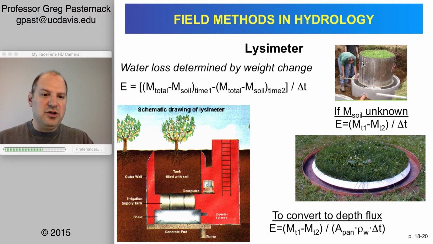And here are just some photos that illustrate some moderately sized lysimeters. They come in a wide range of sizes. Here at UC Davis, we have 2 extremely large lysimeters, and we'll go down into those and check them out.